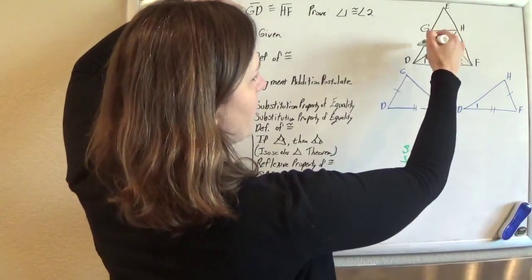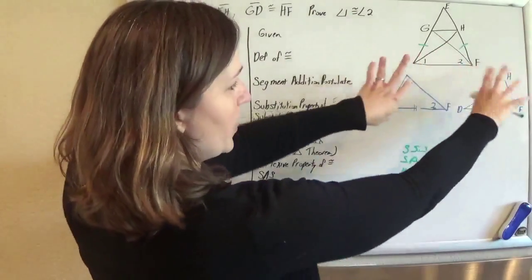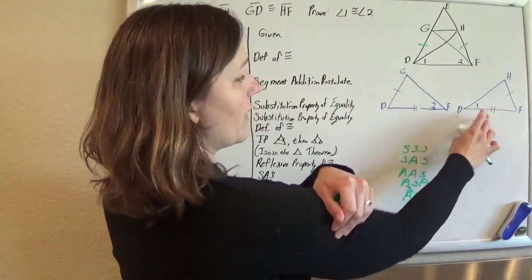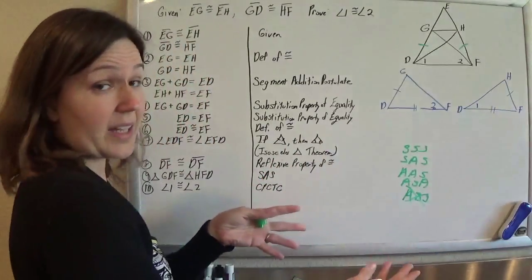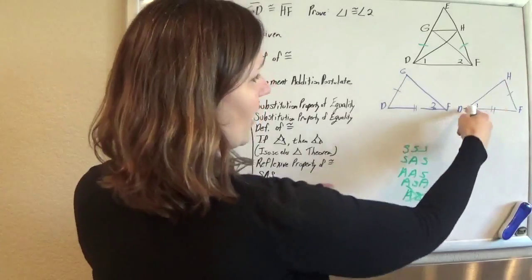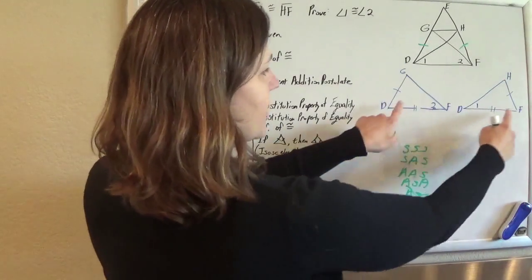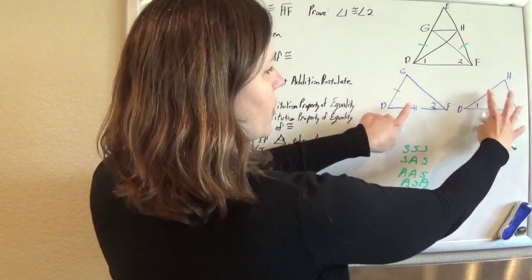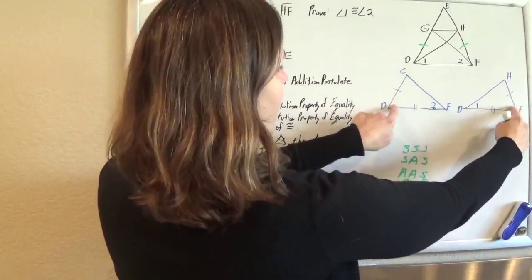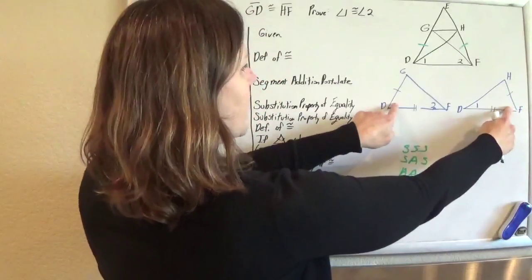So what they've given me is that GD is congruent to HF. So this guy was congruent to this guy, and when we split them, they actually shared this side, DF. By the reflexive property, I know that's true. They didn't tell me anything about this side, bummer. But if I can prove that these angles are the same, this guy and this guy, I can prove the triangles are congruent by side, angle, side. So side, angle, side, that's my goal. I just need these angles.